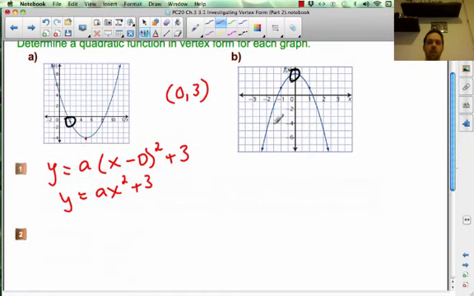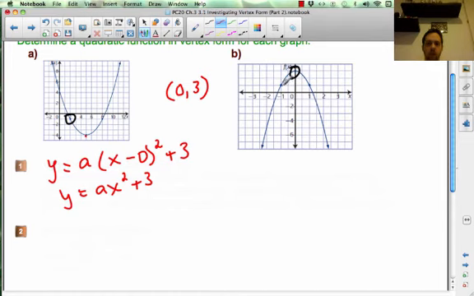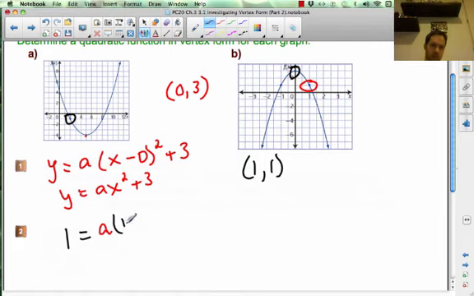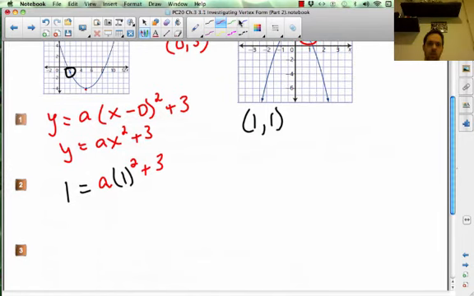Now again, choose any other known point on the graph and substitute the x and y value into the equation to solve for a. So this point, labeled here, has an x value of 1 and a y value of 1. So we're going to substitute it in. So we go 1 equals our unknown a, and then our x value gets substituted with a 1, all squared plus 3, and we can solve for our unknown a value.